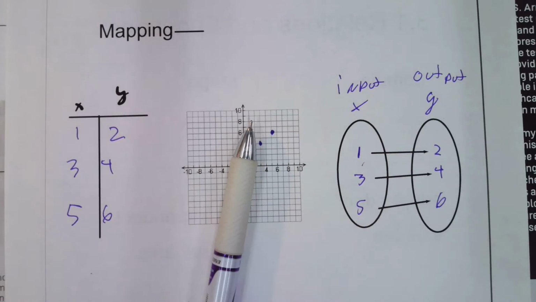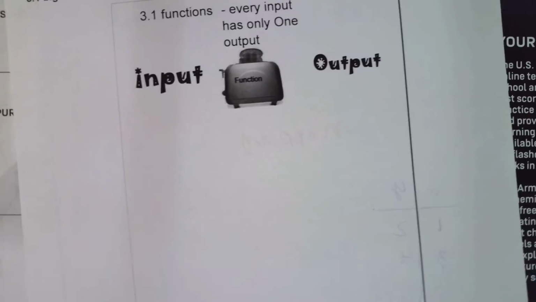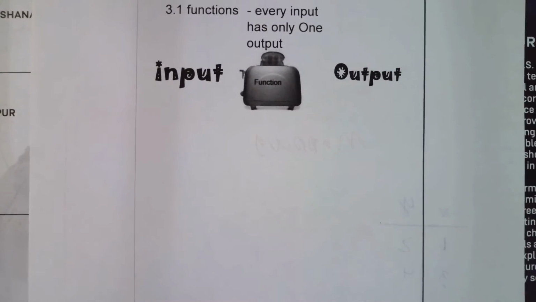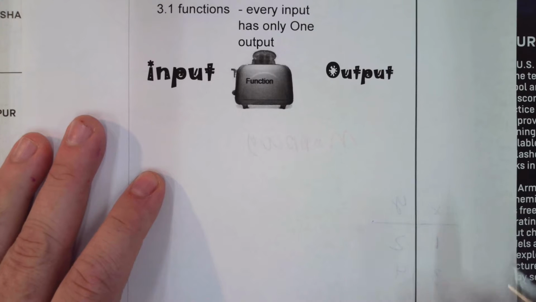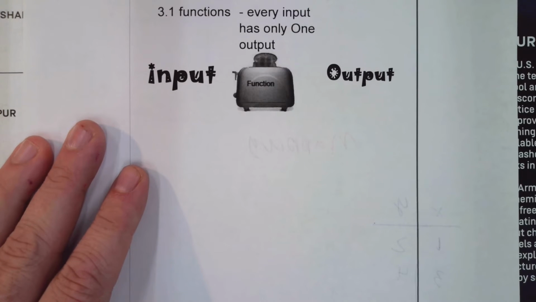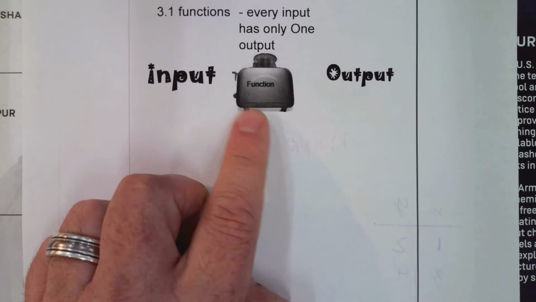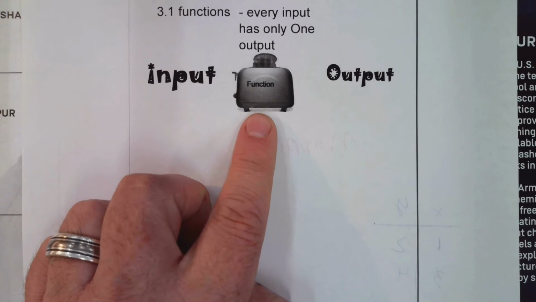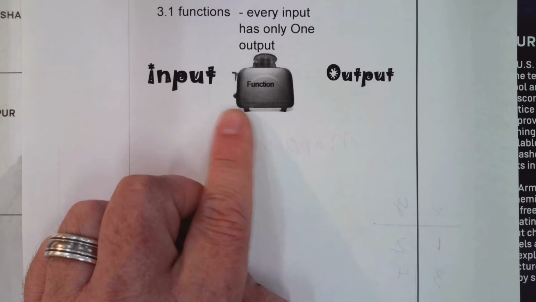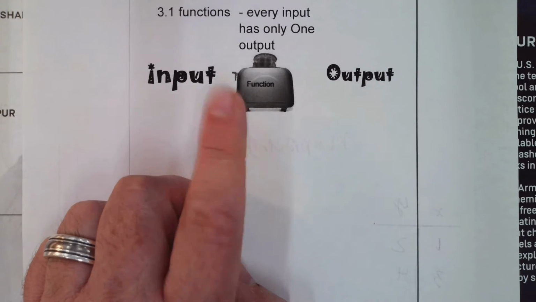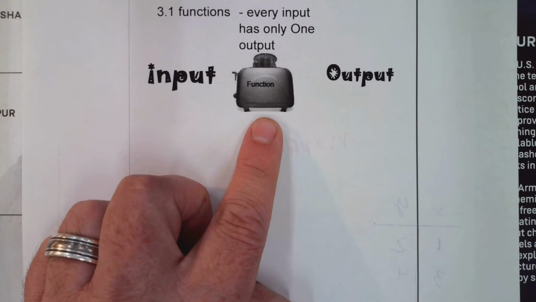Moving on from here, we are going to go into function. And there's your definition of function. Every input has only one output. Okay, I like to look at a function like a machine. In this case, the machine is a toaster. A toaster is a machine. So a function is a mathematical machine.